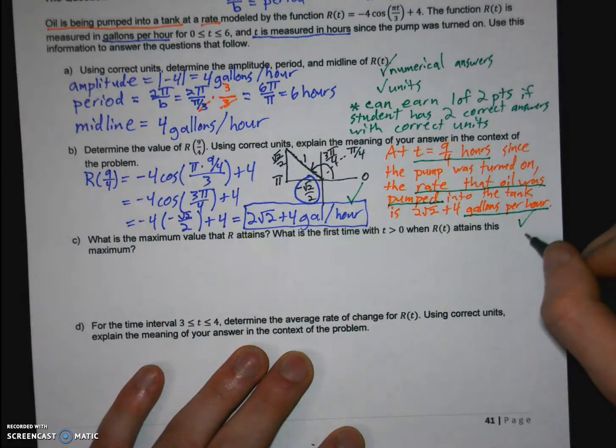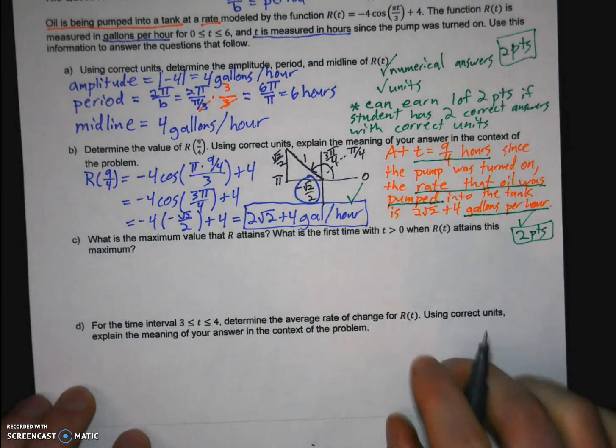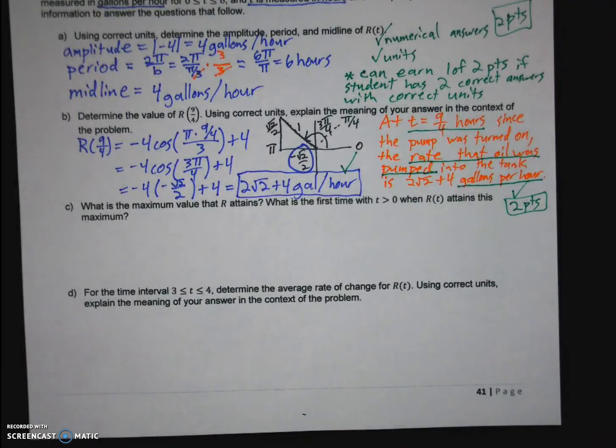So that was a 2-point problem right there. Just like up here, we also had a 2-point problem. Okay, cool. So we've got 2 points, 2 points. Let's talk about C now, all right? So what is the maximum value that R attains, and when is the first time that R attains this maximum?